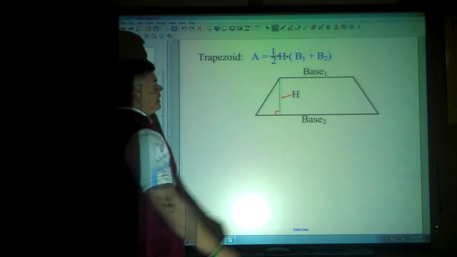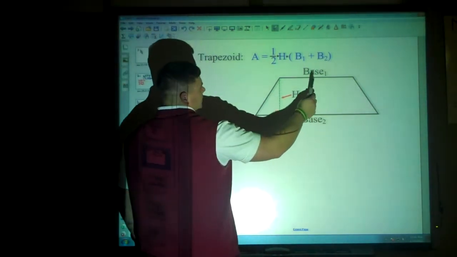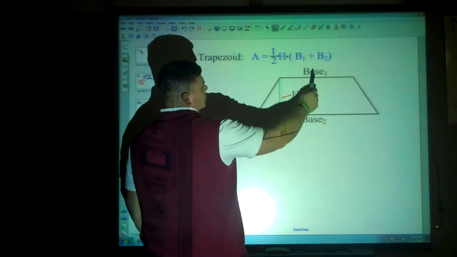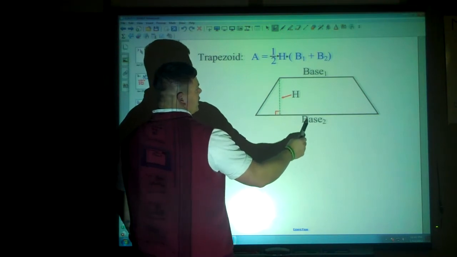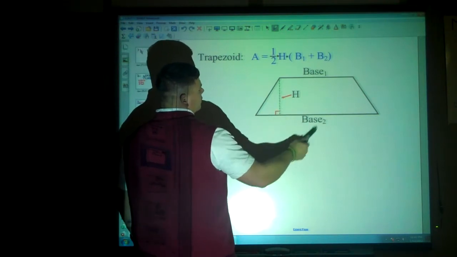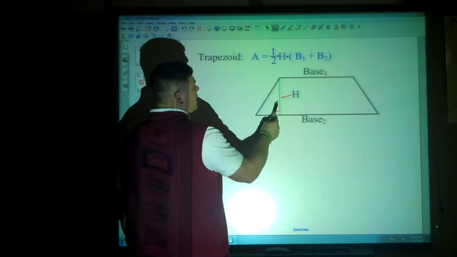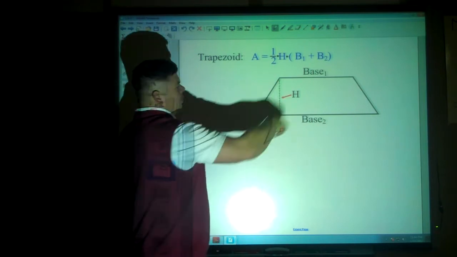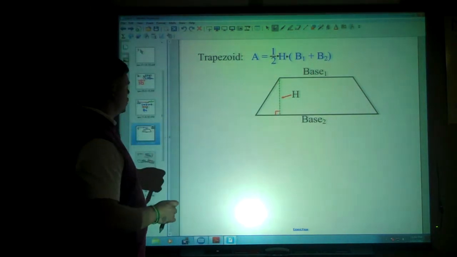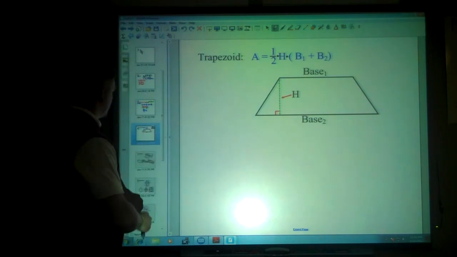So if we had 20 here and 10 here, you would add the 10 and the 20 together to get 30. Say the height was 5, you'd go 30 times 5 is 150, and then you'd cut that in half and say the total area is 75 units squared. Again, they have to be squared.